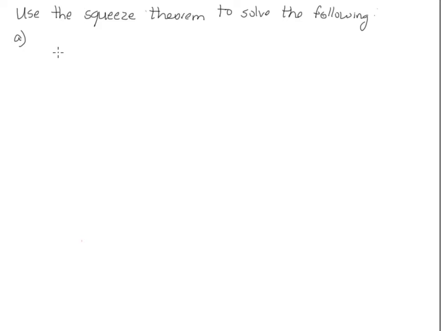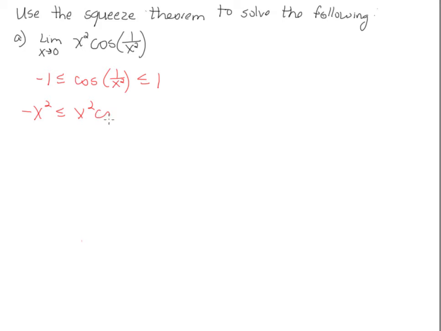The last type of problem that will be on the quiz is the squeeze theorem. Now this can show up in many different ways. So the first one, let's look at the limit as x approaches 0 of x squared times cosine of 1 over x squared. So I know the cosine function oscillates between -1 and 1, and I know the cosine of 1 over x squared also oscillates between -1 and 1. So I'm going to start with that as my inequality. Then to make the middle look like what's inside the limit here, I need to multiply everything by x squared.